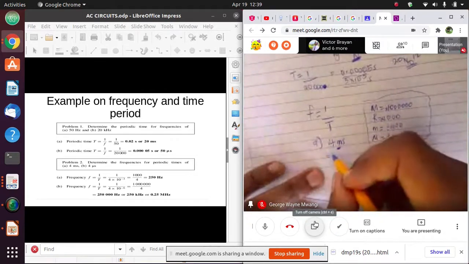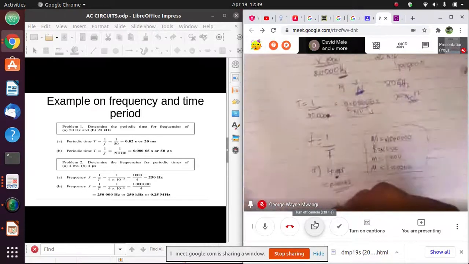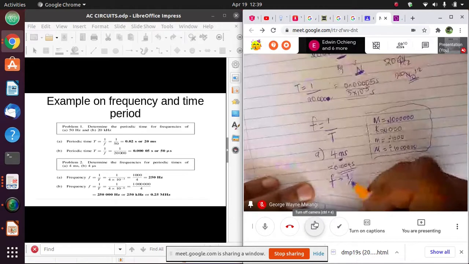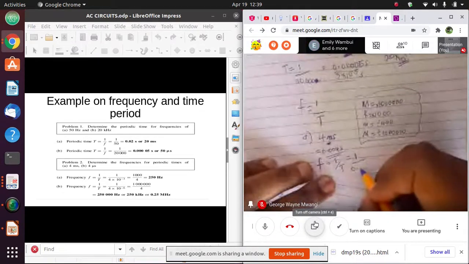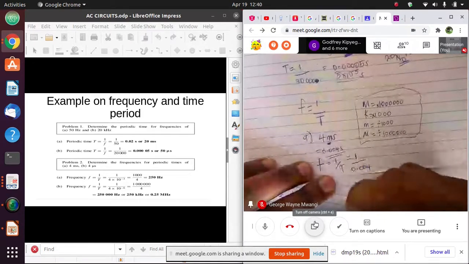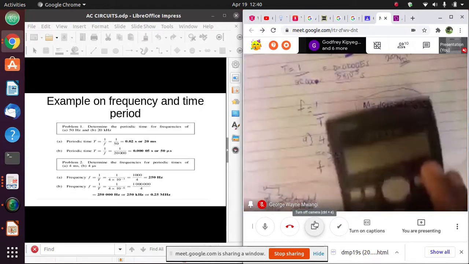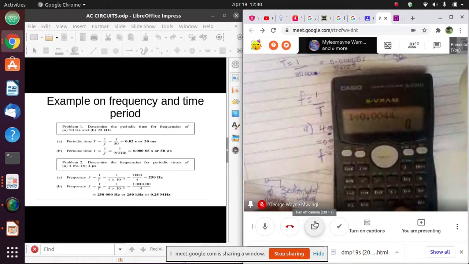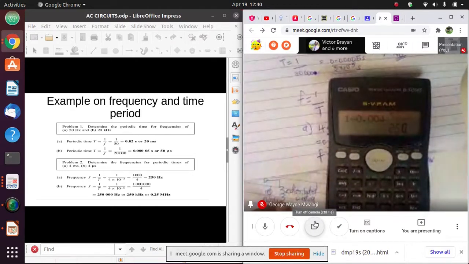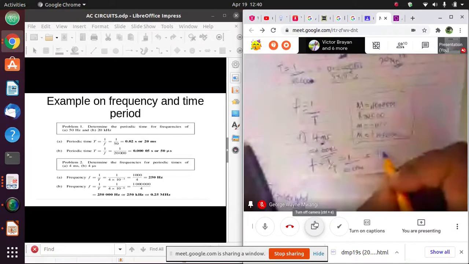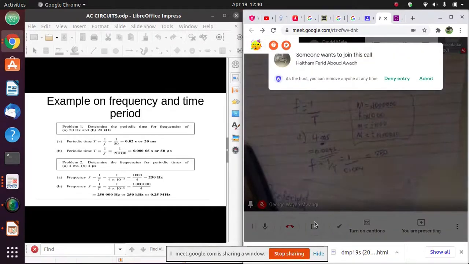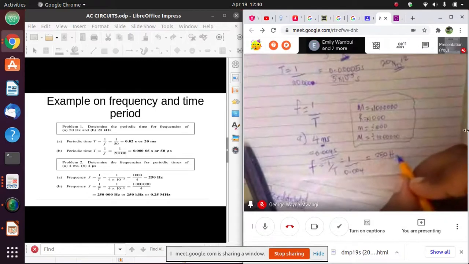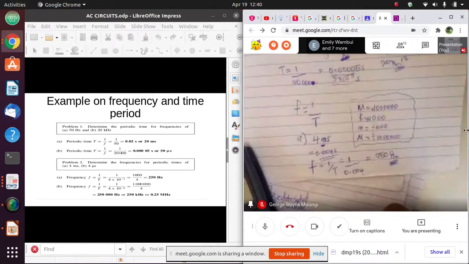0.004. You're given 0.004 seconds. Okay. Now let us find the frequency. Frequency will be 1 over that time period, which is equal to 1 divided by 0.004. So what will be the frequency? We have 1 divided by 0.004. 250. 250 what? 250 cars, cows, people, hertz. Okay. Always indicate your units. After you finish a calculation, indicate your units.